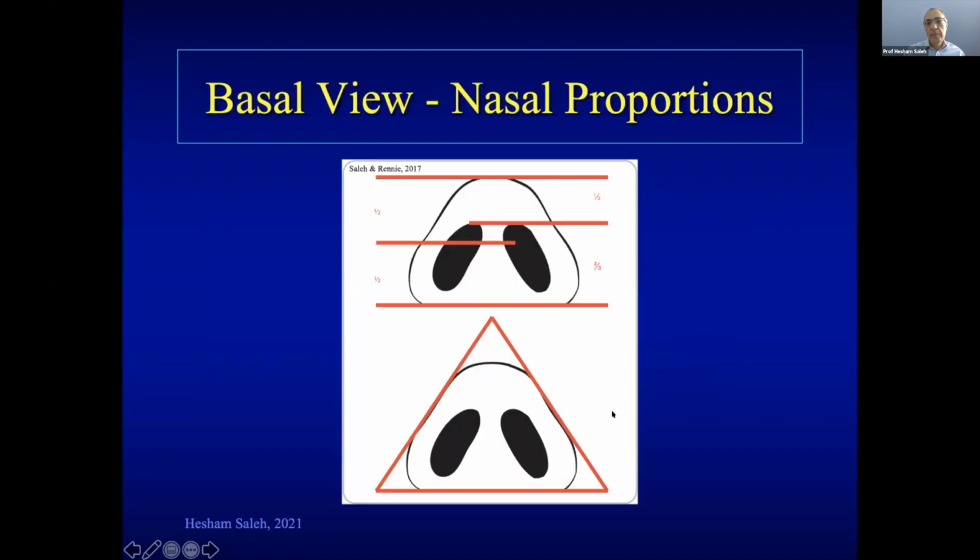So this is the basal view. When you look at the base like this, and again, a Caucasian or Mediterranean patient as well, you'll see the anterior third, which is the infractive lobule, is a third, and then the rest is 2/3. If the nose is over-projected, this will be too long here.